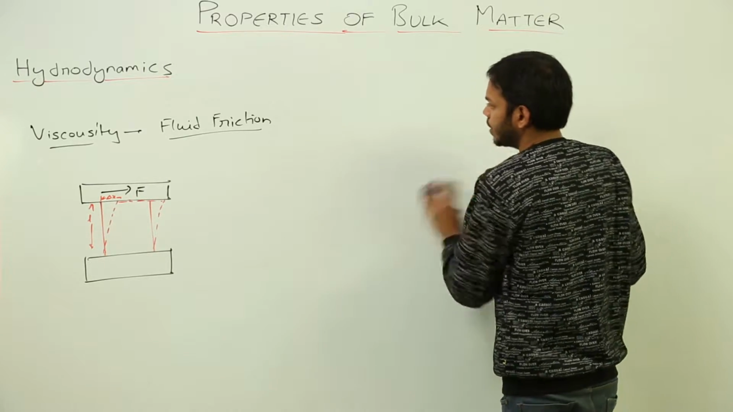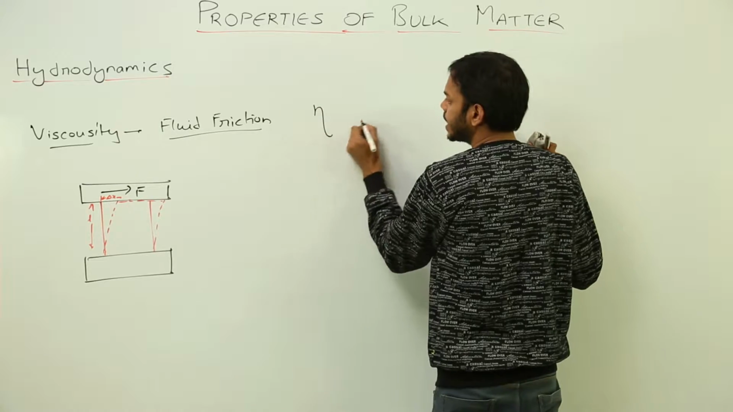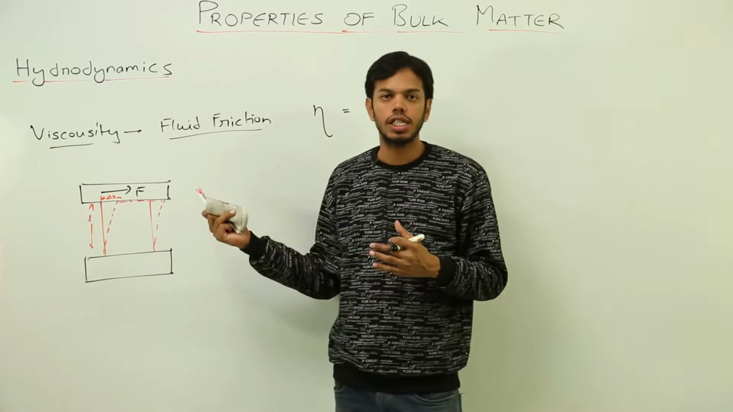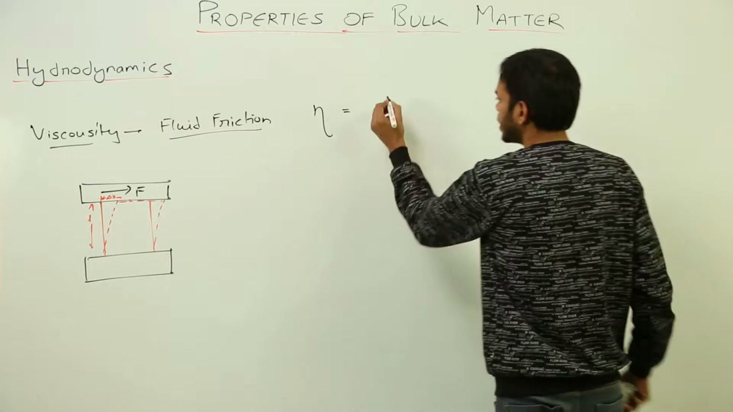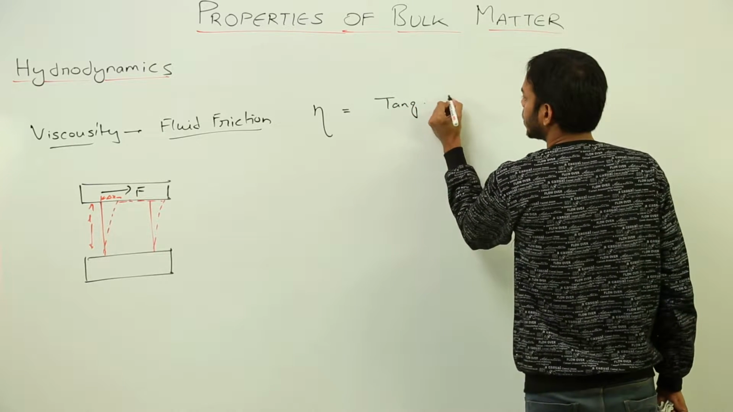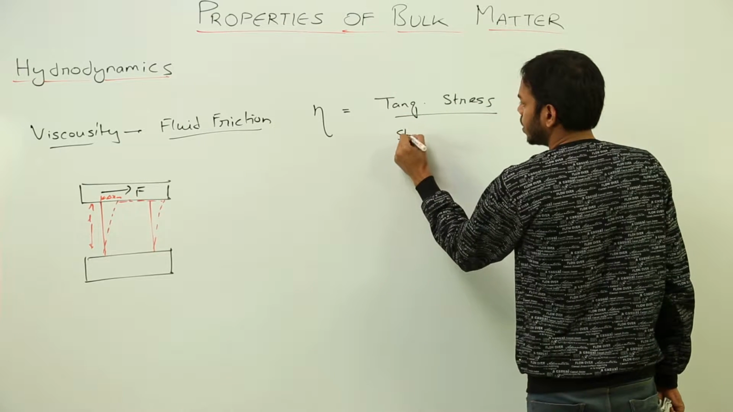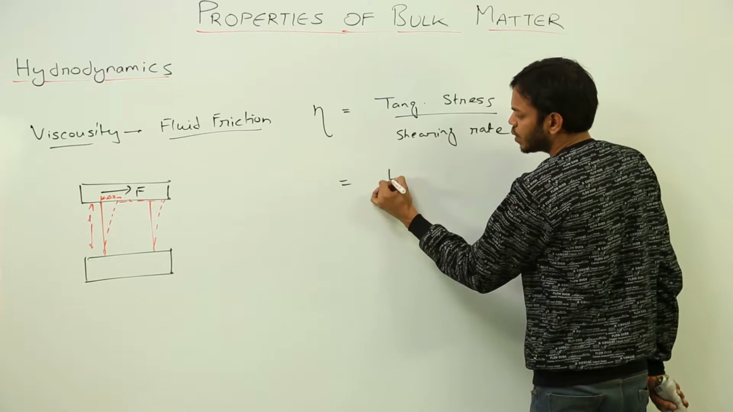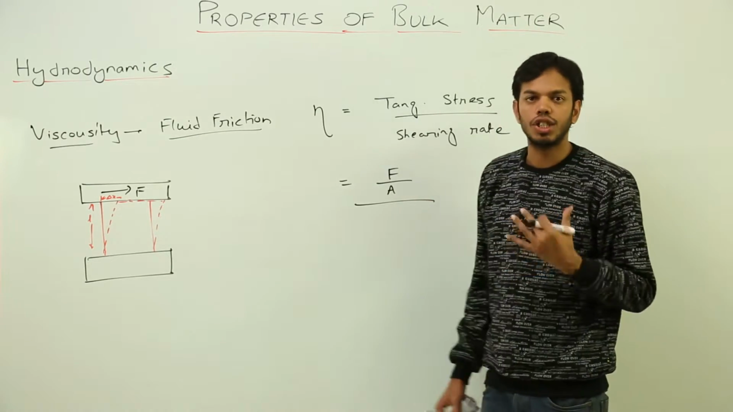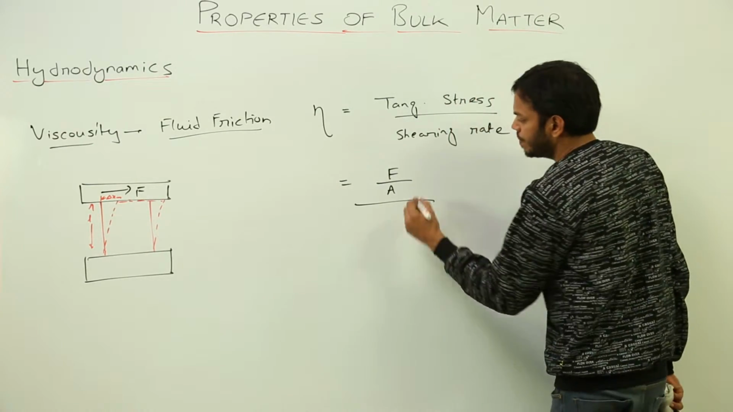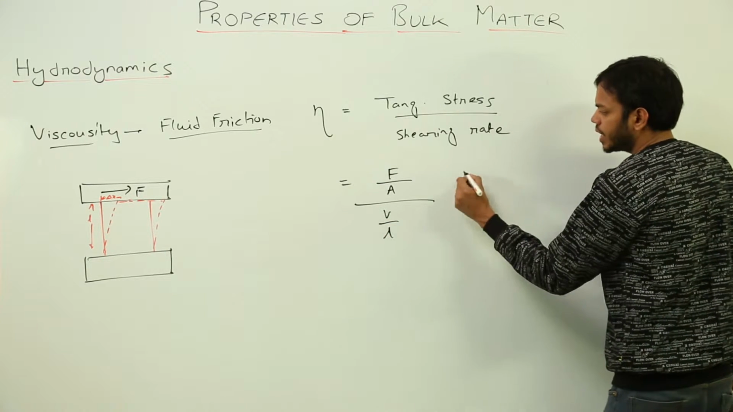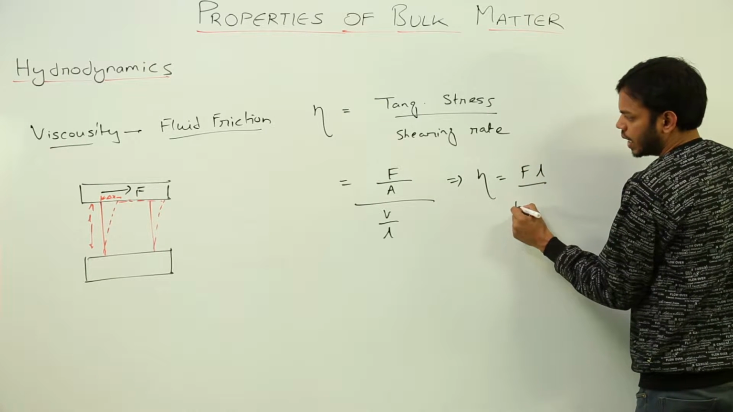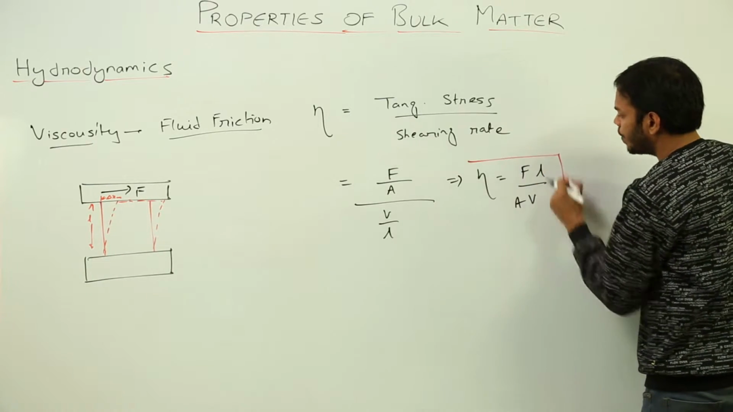So according to definition, viscosity is represented by this eta. Viscosity is the ratio of stress, that is tangential stress, to the shearing rate, what we just described. Tangential stress would be force per unit area, because each stress has the same formula, and shearing rate would be V by L, right? So viscosity is equal to FL upon A times V. This is one of the formulas which you will be using in numericals.